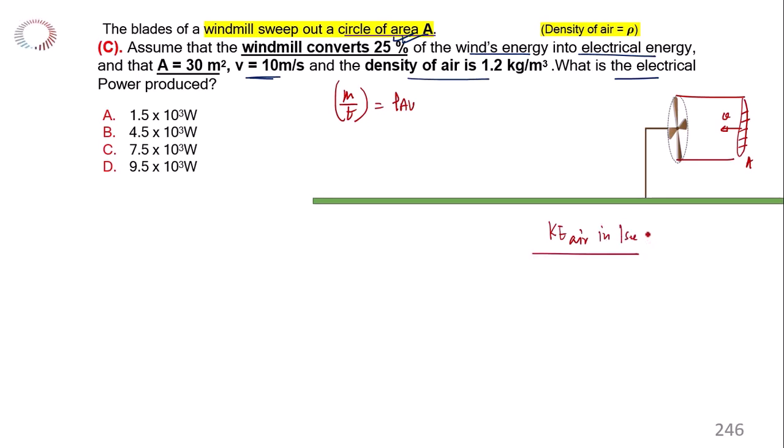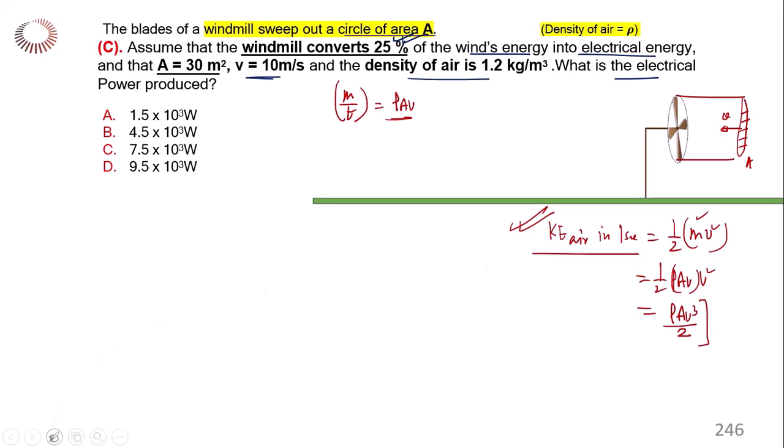Okay, how much? That is equal to half into m into v square. So I know that m is how much? M is basically rho a v in 1 second. So it gives half into rho a v into v square. That means rho a v cube by 2. That is the kinetic energy in 1 second. And kinetic energy in 1 second is nothing but the power developed in 1 second. So this is the power by air.